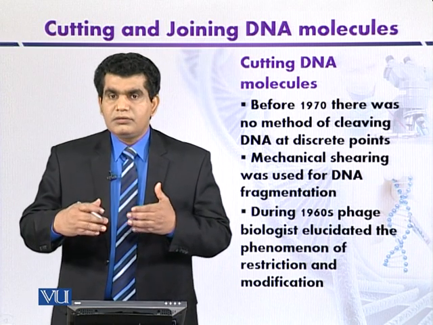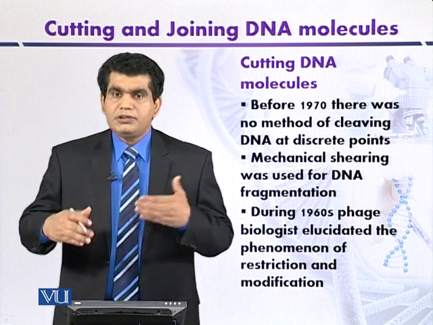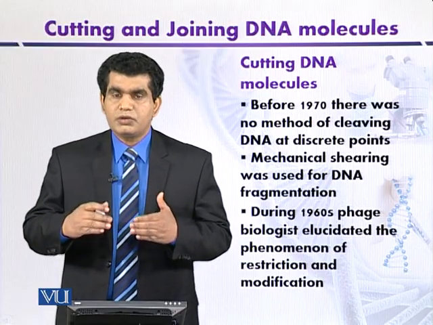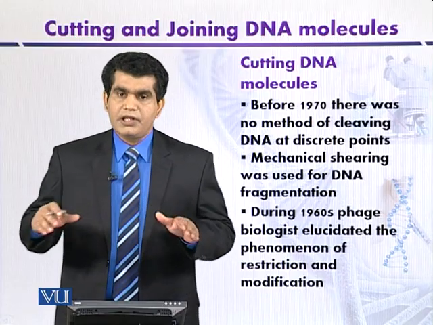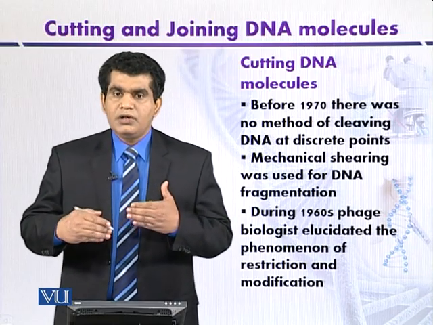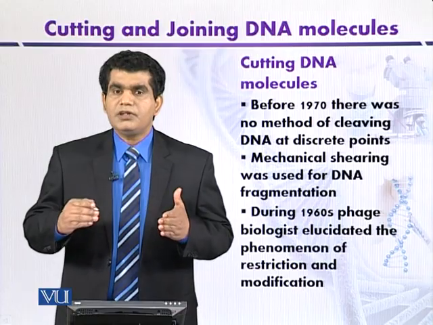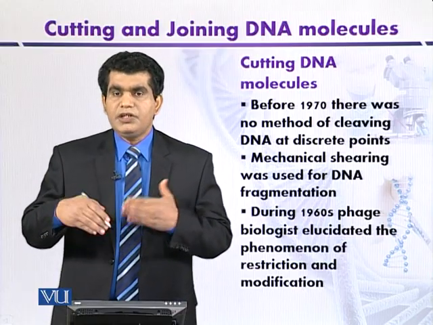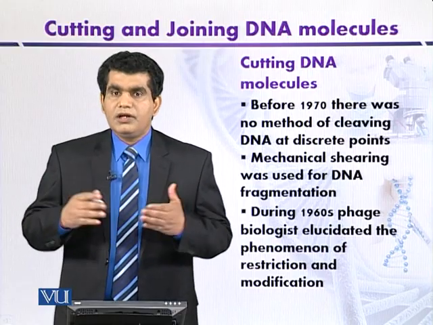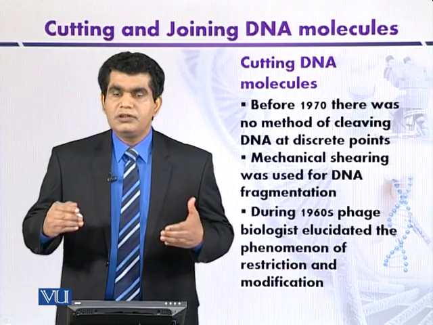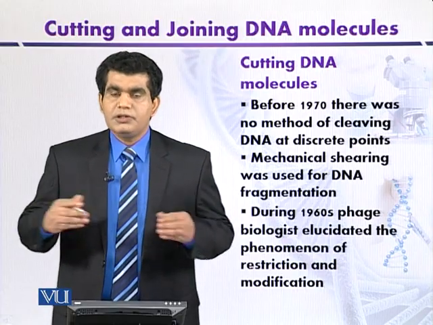Later on, this technique of mechanical shearing was revised and scientists were able to produce comparatively larger DNA fragments. That is, when DNA is subjected to high stirring, like 1500 revolutions per minute continuously for half an hour, then larger fragments of up to 8 kilobases, or 8000 base pairs, can be generated.